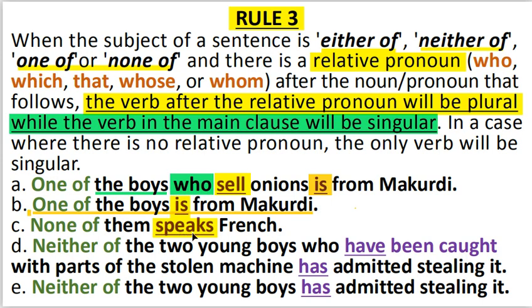Singular. That's why we have the verb speaks. Speaks is singular, while speak is plural. Speaks with S is singular. None of them speaks French.